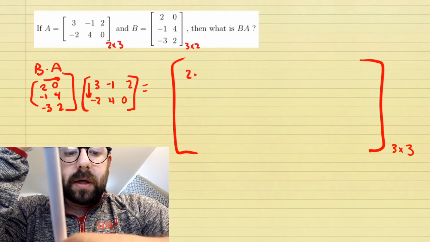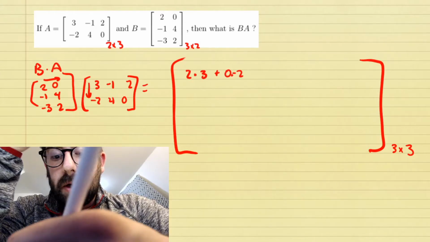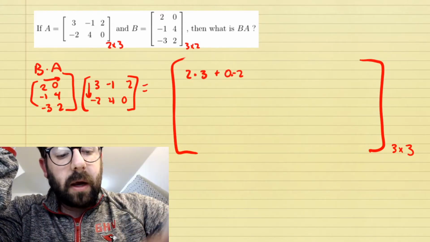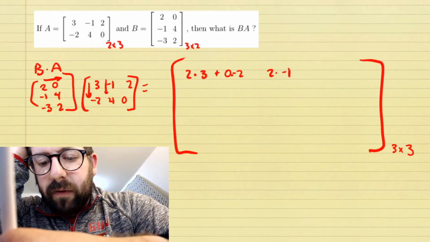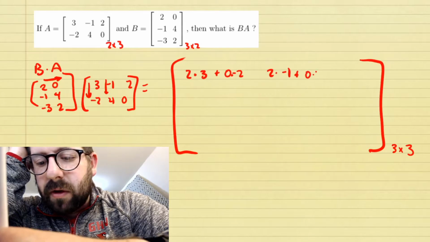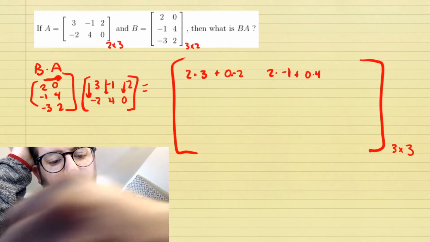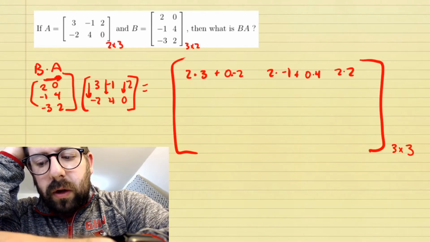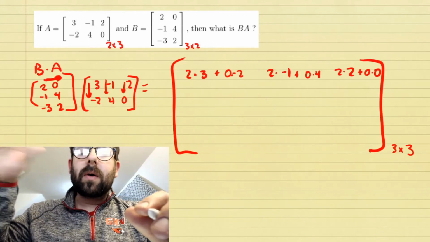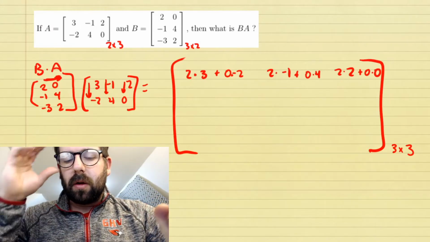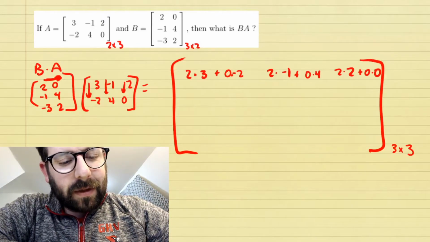All right. So 2 times the 3 plus the 0 times the -2. Okay, there's the first upper left corner. Row by column. Now I'm doing the second one. So 2 times the -1 plus the 0 times the 4. So there's the upper middle, and then row by column again. So 2 times the 2 and the 0 times the 0. Okay, so there we go. Now it's starting to make sense why we're getting a 3 by 3 in the long run. Wow. Apologies.